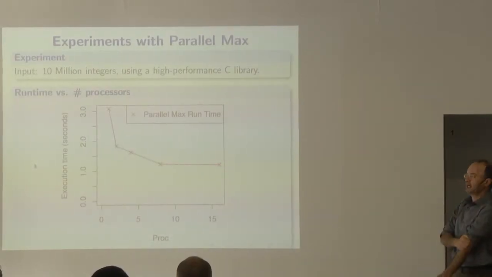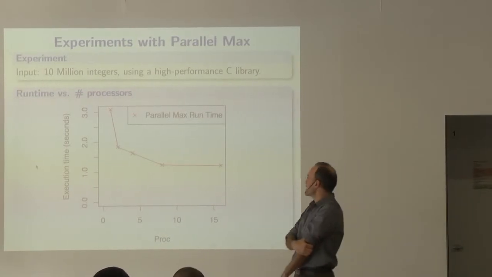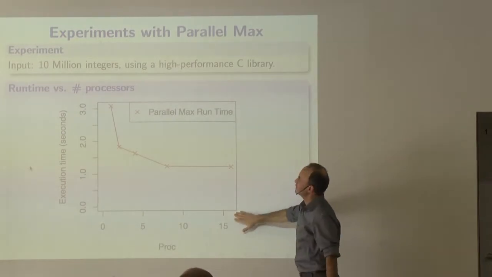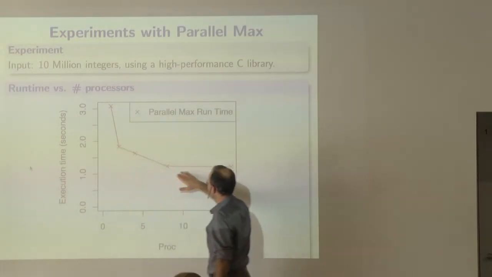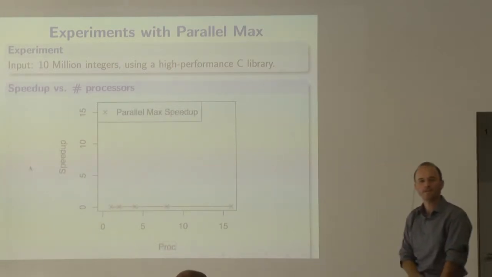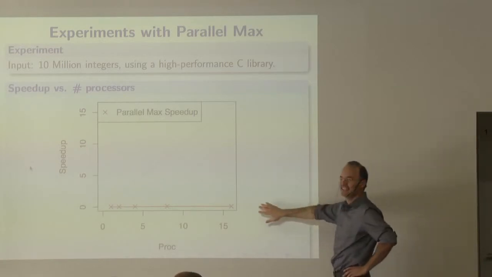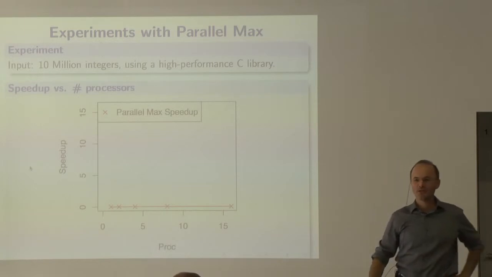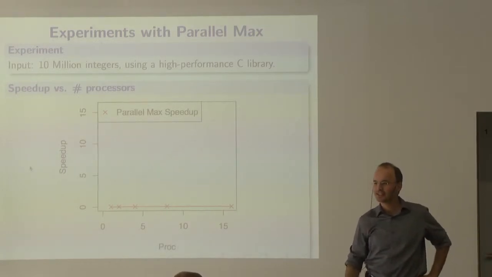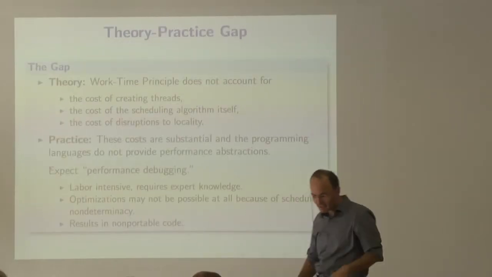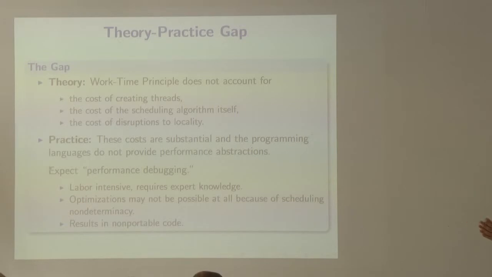So we coded up that parallel max in a high-performance C library. This is the time over 16 cores, or 16 processors. So it's decreasing quite well. It looks so good. Now, if you look at the speed up, this is the speed up that you see. Less than 1. It's actually slower than the serial piece of code. So that's the practice. And this is the gap that we need to solve in order to make parallel software a reality.